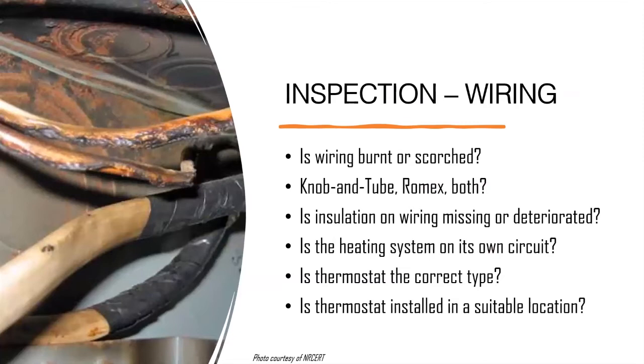Keep an eye on the condition of wiring. Look for potentially burnt or scorched wiring. Be familiar and aware of the existence of knob and tube, especially if you're doing attic insulation work. Look for places where the insulation on the wiring can be compromised. Check things like, do the heating systems have their own circuits, and are the thermostats wired correctly?